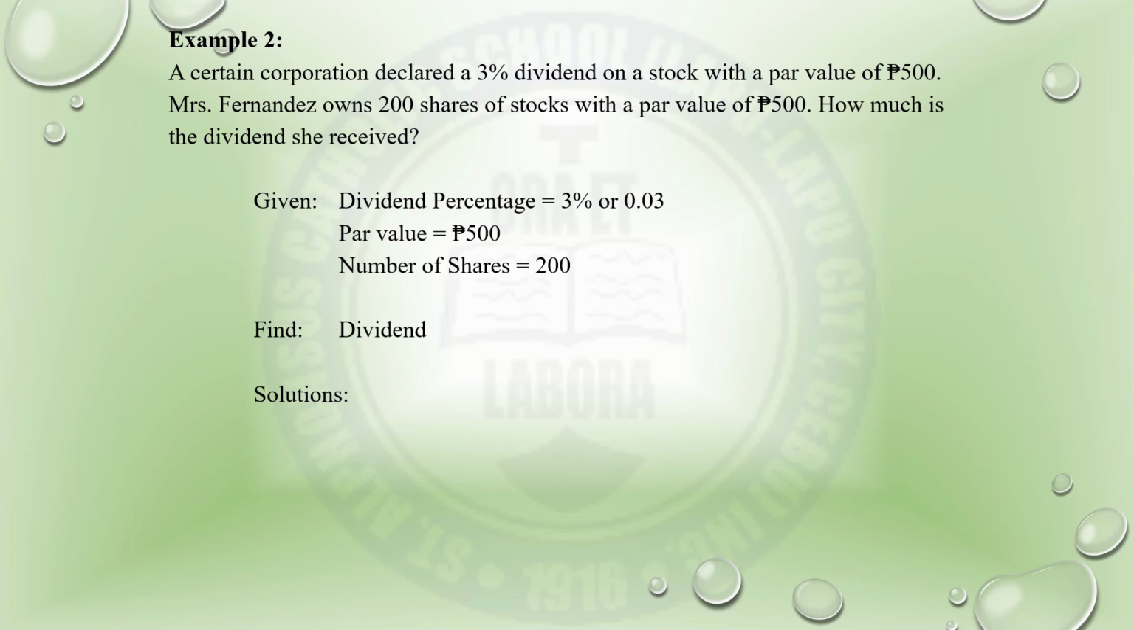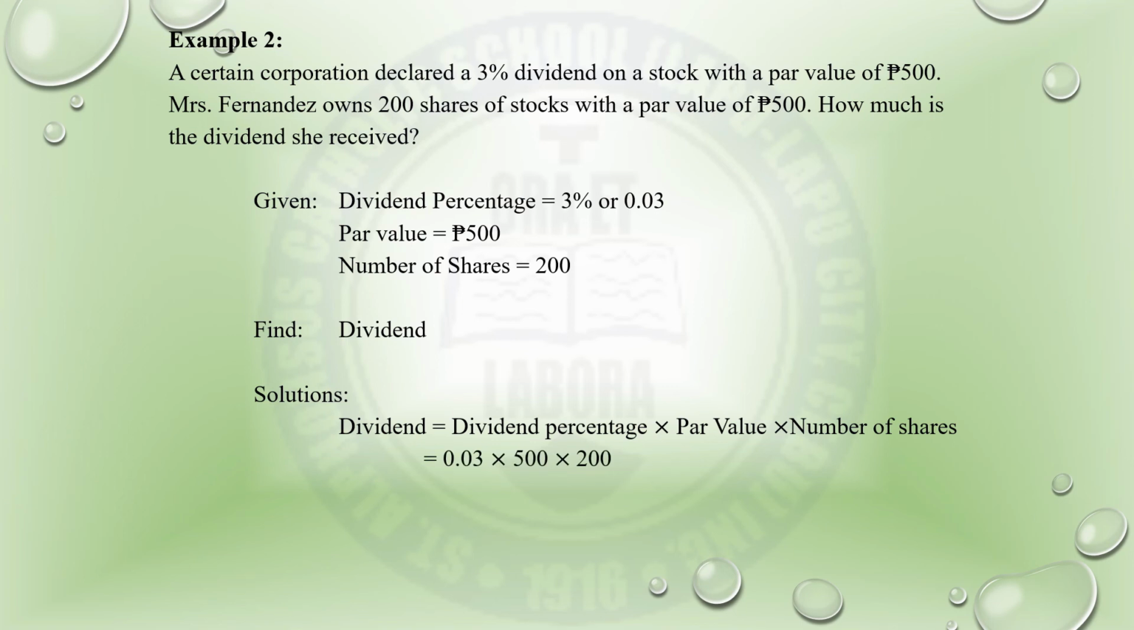The solutions. To get the dividend, it is the product of dividend percentage, par value, and the number of shares. So we are going to substitute the values of this dividend percentage, par value, and the number of shares. We have 0.03 times 500 times 200, and the answer is 3,000. So the dividend is 3,000 pesos.